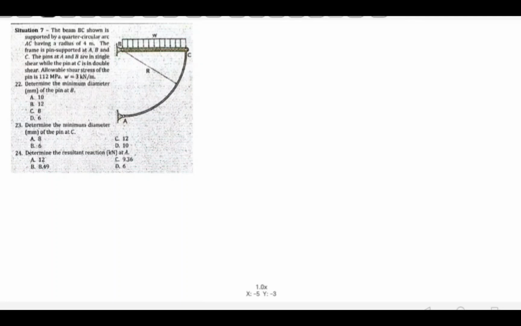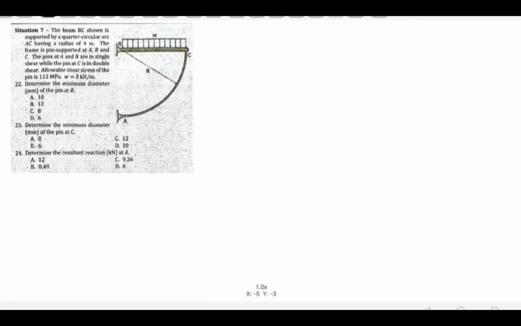In problem 22, determine the minimum diameter in mm of the pin at B. In problem 23, determine the minimum diameter in mm of the pin at C. And in problem 24, determine the resultant reaction in kilonewtons at A.